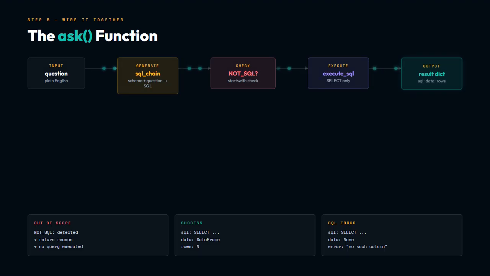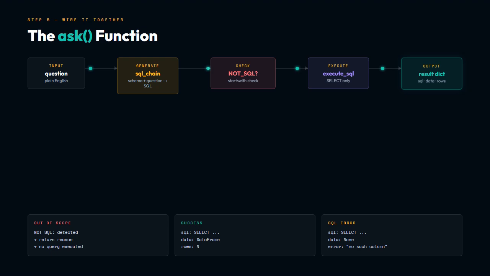We have all the pieces. Now, we connect them. The ask function is the single public interface, 1 question in, 1 result out. 3 things happen inside. First, the chain generates SQL from the question and the live schema. Second, we check for the not SQL prefix.